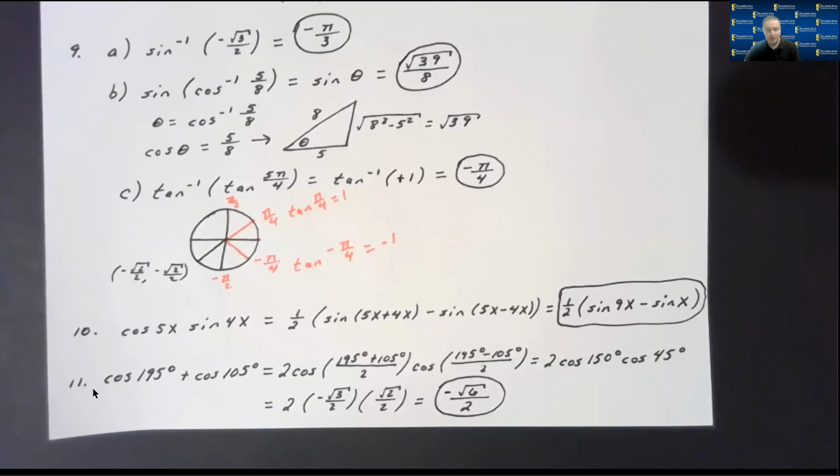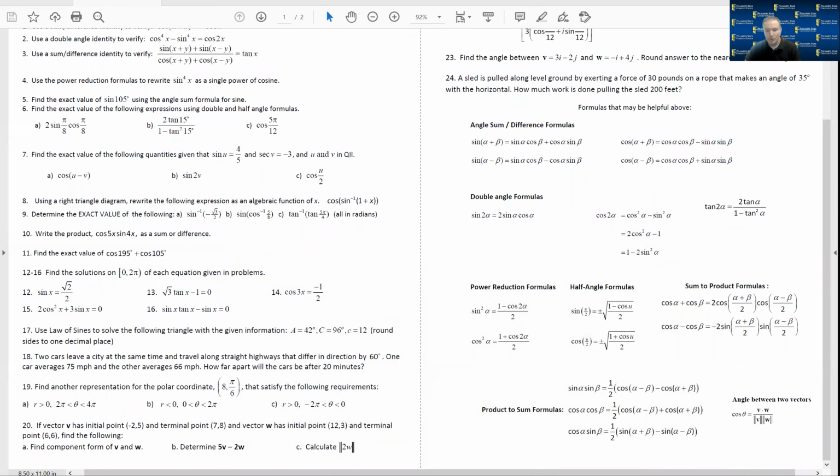And then for my final problem here, number 11, or at least the final problem on this sheet, I get the cosine of 195 degrees plus the cosine of 105 degrees. Whenever I'm simplifying that out, I'll say, well, I know it has to be a sum to product formula. That's what I'm looking for, because I don't know what the cosine of 195 and the cosine of 105 are. I need to find the exact value, so the calculator doesn't really help. But the sum to product formulas will help.